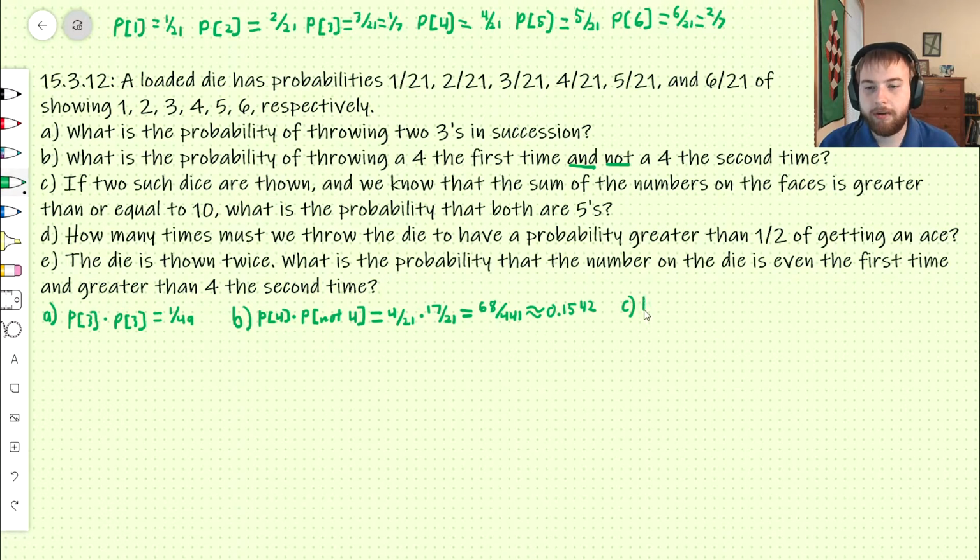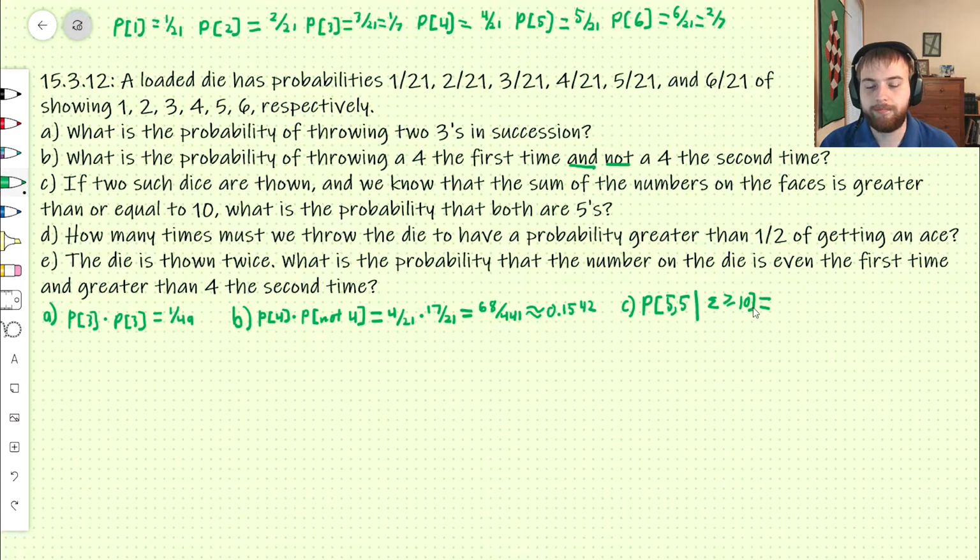So the probability we're actually looking for is, at least this is the way I'm notating it, the probability of a 5 and a 5, given that the sum of the two is greater than or equal to 10. This is a notation that we use. It's not typically used in the book that I'm getting these problems from, but it's used in a different probability class that I've taken.